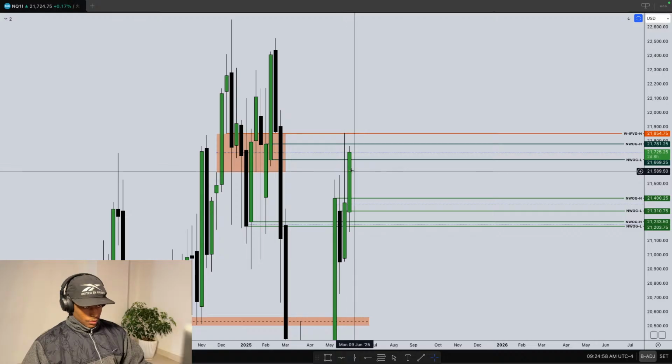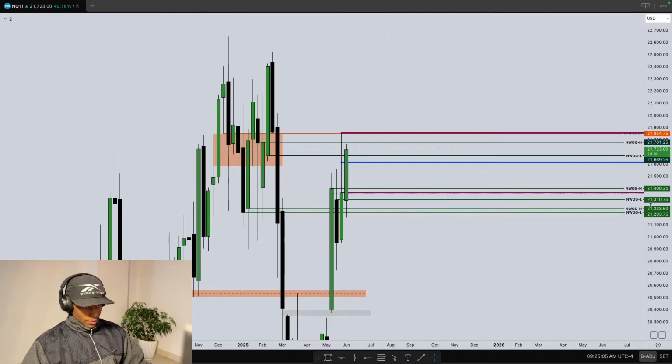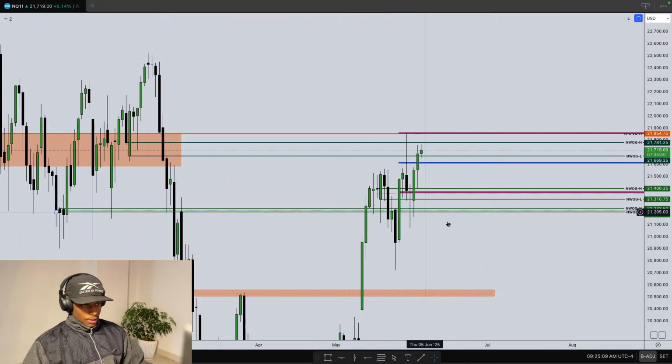We could drop down to the consequent encroachment of this week before we start heading higher, but there really is nothing else on the weekly chart. I'm going to drop down to the daily chart now.